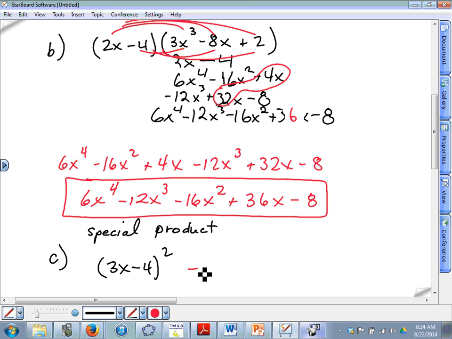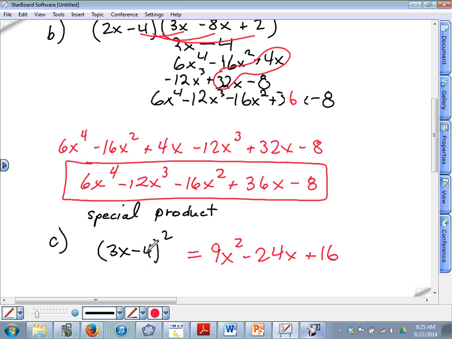So if you're squaring a binomial, you square the first term. So what do you get there? 9x squared. Okay? Then you multiply these two terms together and then double that. Negative 24x, right? So you're going to get negative 24x. And then you square the last term. That's a little shortcut for squaring a binomial. If you want to try to remember that, great. If not, just remember that you have to do two quantities, 3x minus 4 times 3x minus 4.